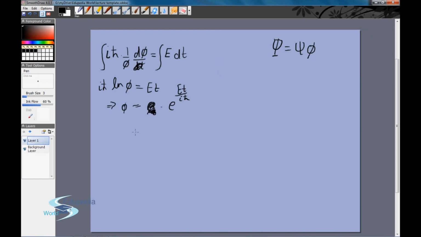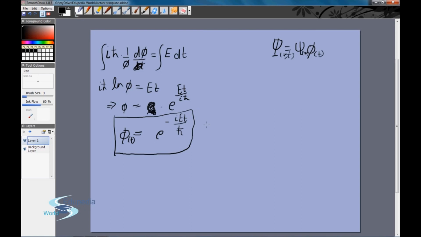And a better way to write this is phi of t is equal to e to the power minus iota Et by h. So we've solved half of the equation. We knew that psi was psi of x multiplied by phi of t, and this is both of x and t. And phi of t we found. Next step is to find psi of x.